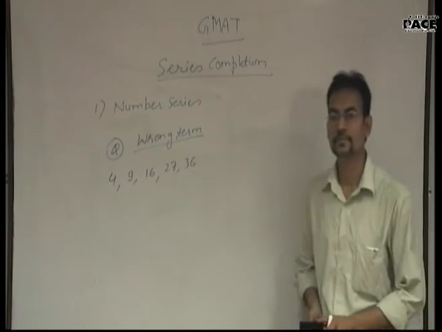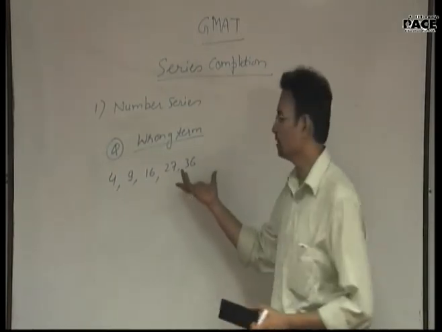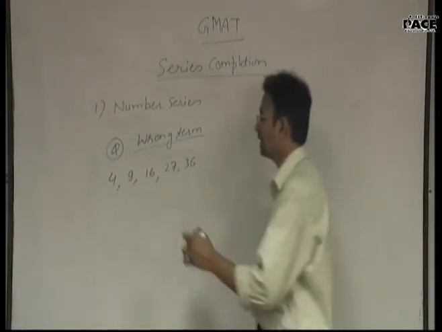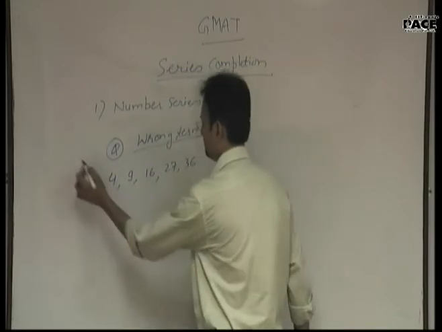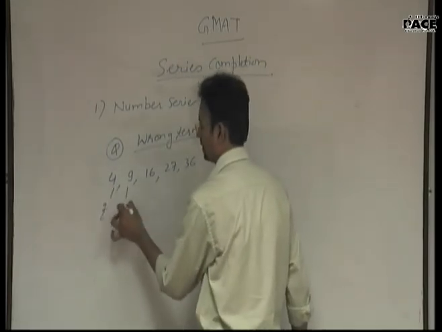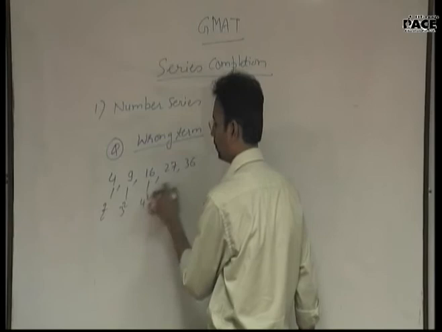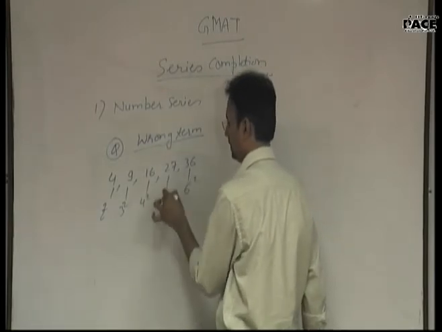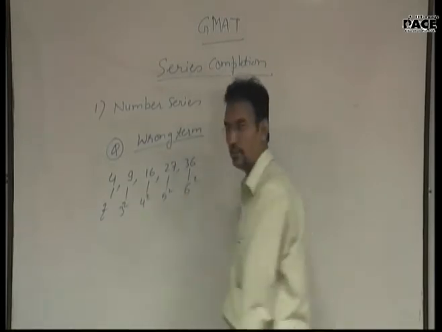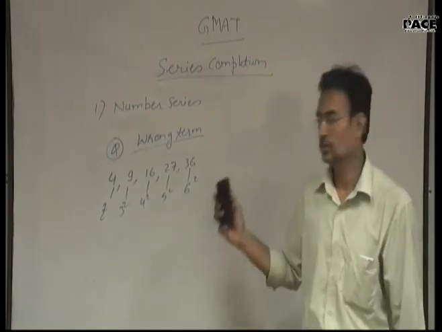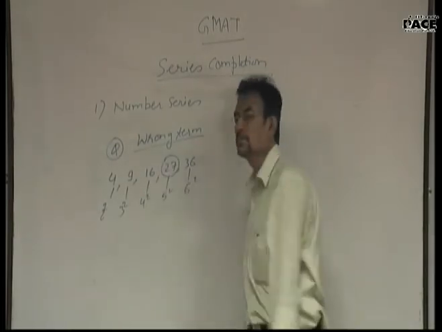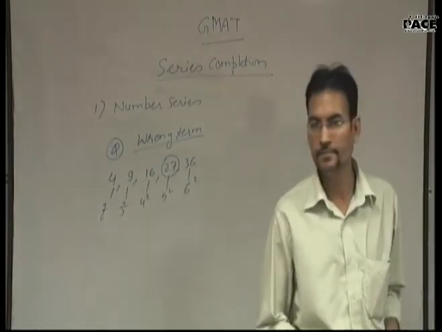In this case, we have to find one term which is wrong. So here we can find that it is 2 square, it is 3 square, it is 4 square, it is 6 square. It should be 5 square. So the wrong term is 27, which should be replaced by 25.